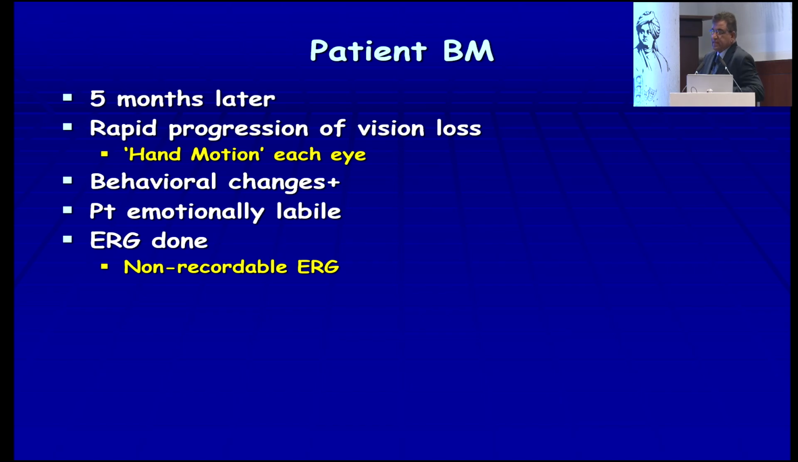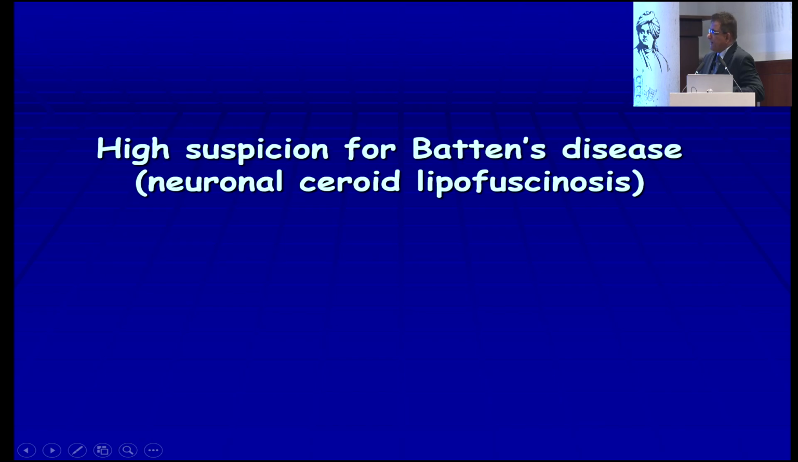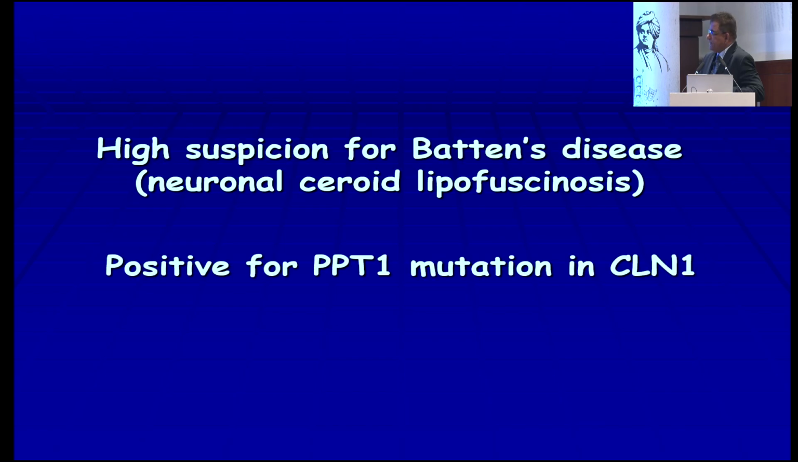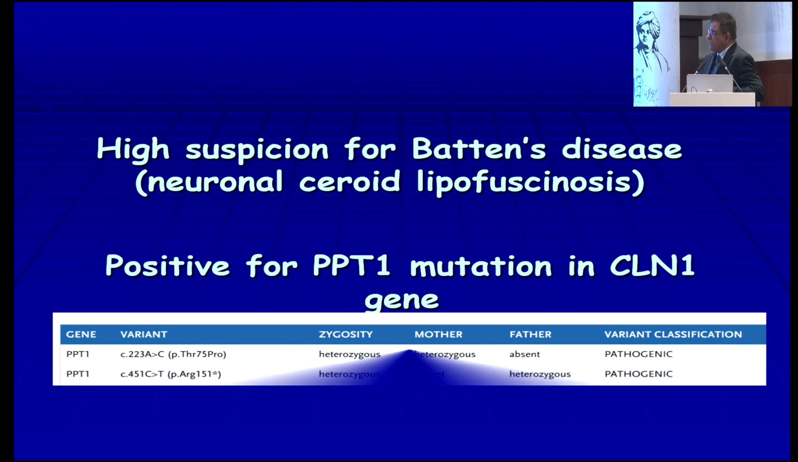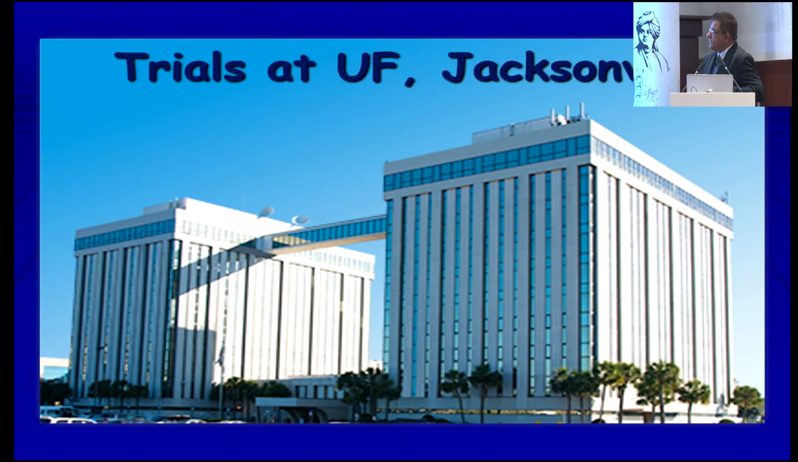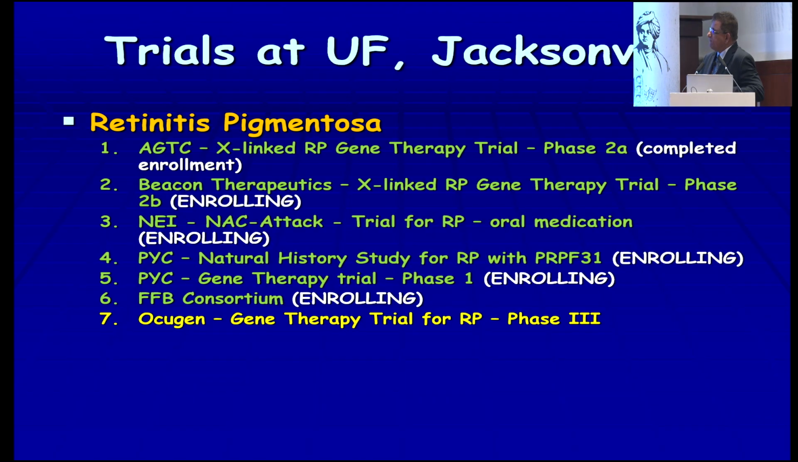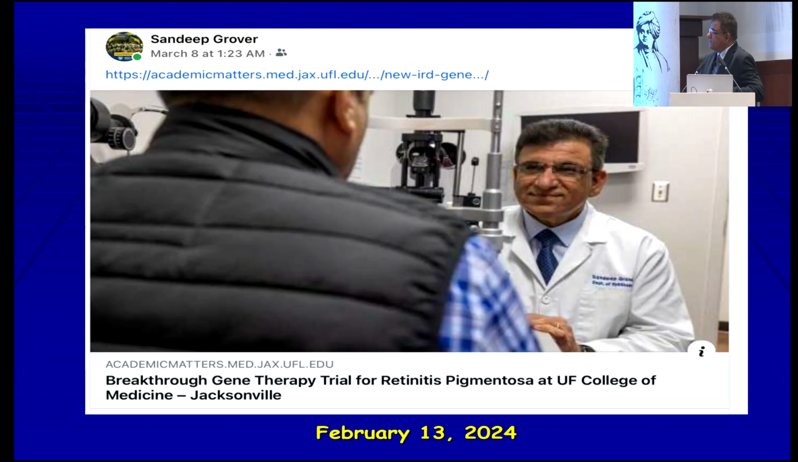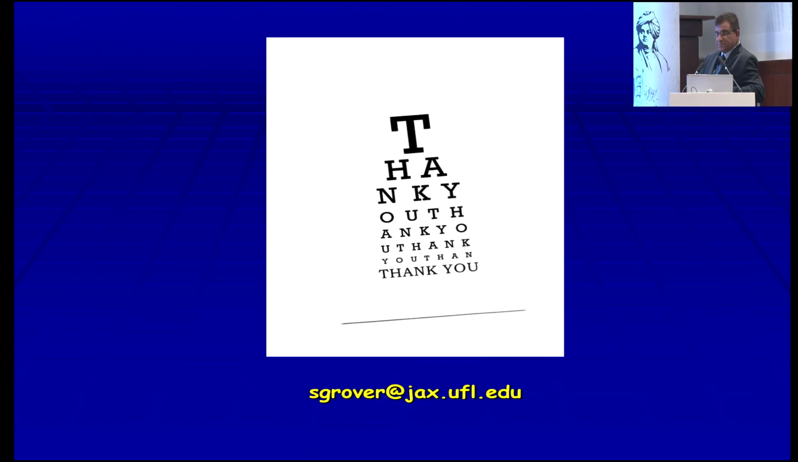Always, always, always think about Batten disease in a young child. We did the genetic testing, and it was positive for the PPT1 gene, 2 pathogenic variants, and that's how the diagnosis was established. It's a fatal condition, so ERG is used in treatment trials. Just want to show we have a lot of trials at UF in the last 1 year. Time is up. And thank you.